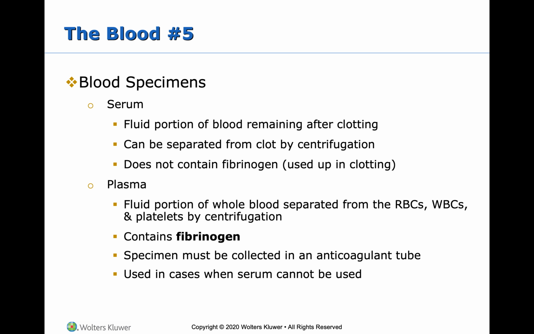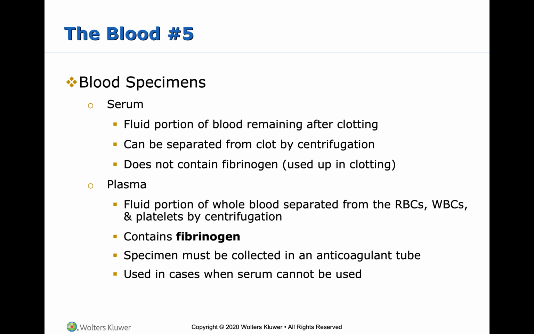Serum is the fluid portion of your blood remaining after clotting occurs. So, with that being said, since fibrinogen is used up in the clotting process, forming fibrin, there's no fibrinogen present in serum. So serum clots. Because it clots, all of its fibrinogen is used up in that clotting process. Plasma does not clot, so it still has fibrinogen present. Okay? So the difference between serum and plasma is plasma contains fibrinogen and serum does not.